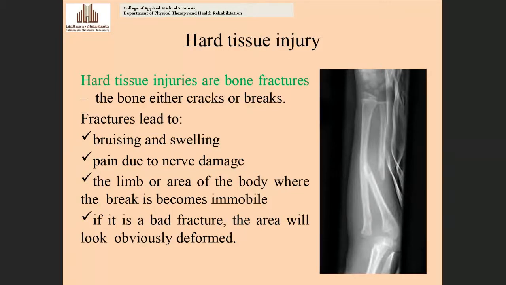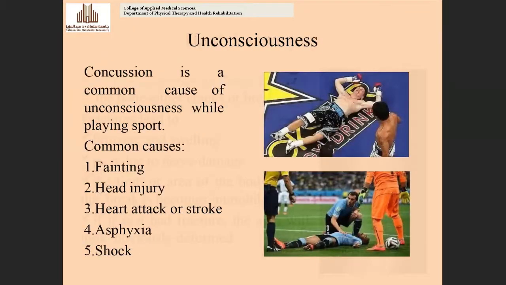The limb or area of the body where the break is becomes immobile, right? So the person is not able to do the movement. And if it is a bone fracture, the area will look obviously deformed, right? So you can find the deformity, abnormal shape or abnormal alignment. You can find it in cases where the fracture is high or if it is a complete fracture.